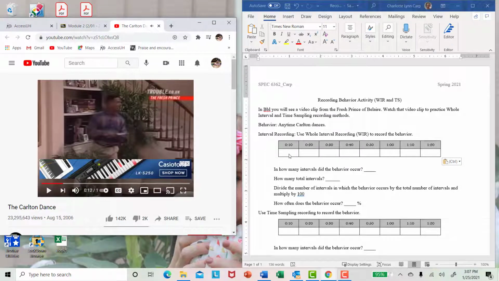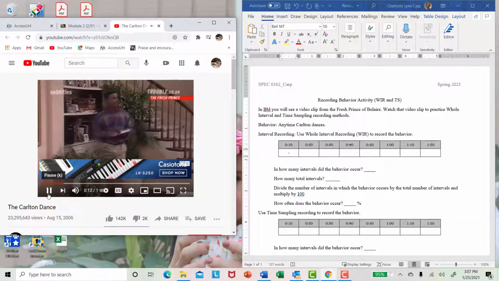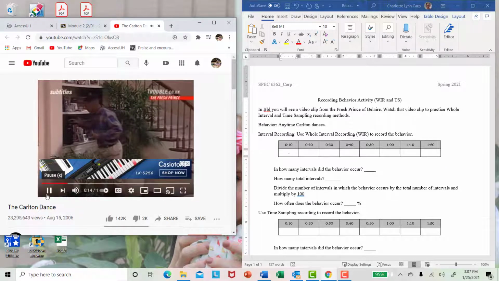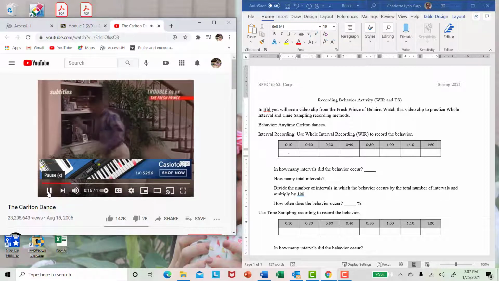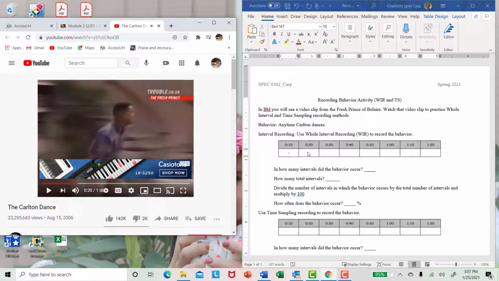Okay, so sorry, I'm a little late. That was the first interval. The behavior wasn't occurring, so we get a minus. So here's the second one. Okay, behavior did not occur throughout the whole interval, so you get a minus. And third one.